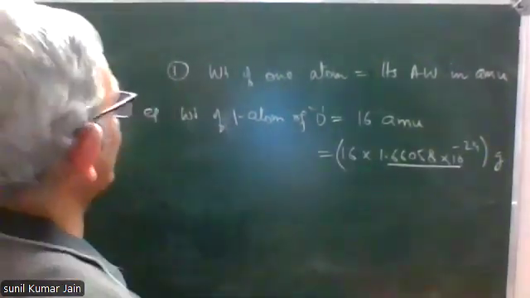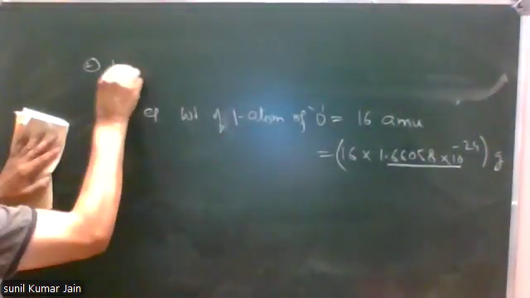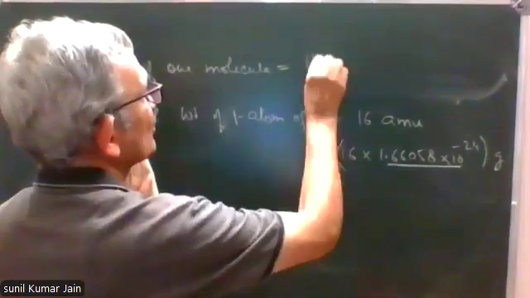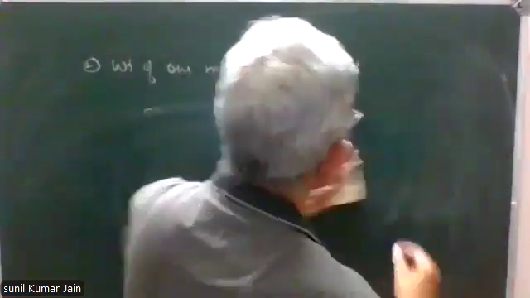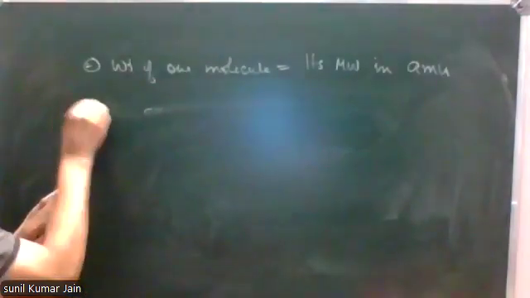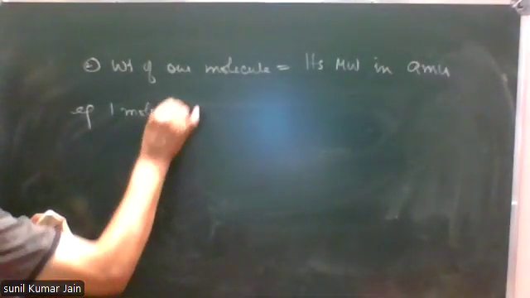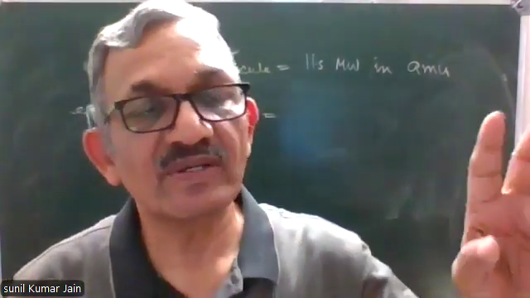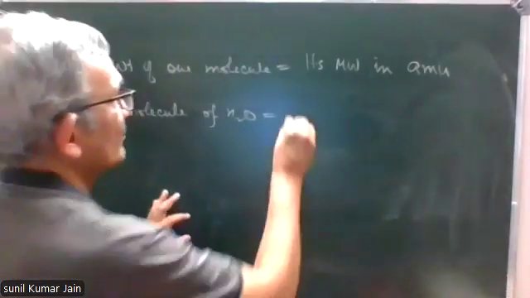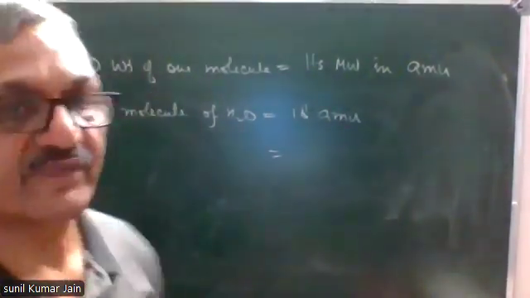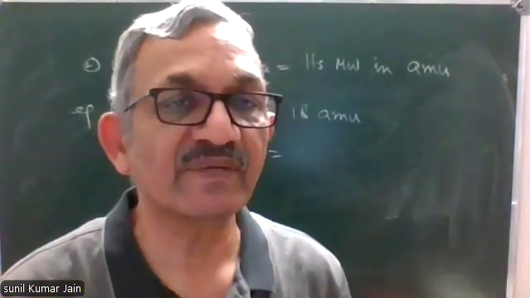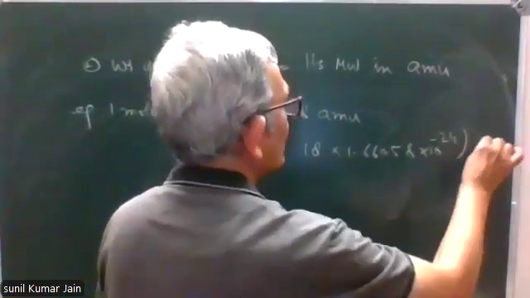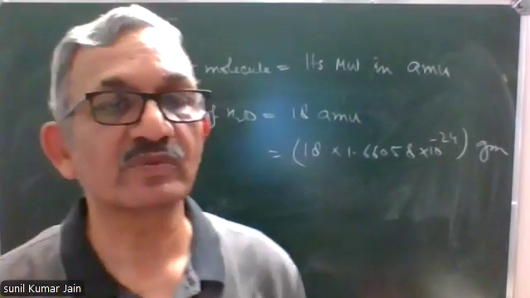Now we take the example of a molecule. Number 2. Weight of one molecule is equal to its molecular weight in AMU. For example, one molecule of water, molecular weight of water is 18. It means one molecule of water will be 18 AMU. But if you want to know its mass in grams, then multiply by the value of 1 AMU. So I can say this is 18 into 1.66058 into 10 to the power minus 24 gram. This is the mass of one molecule of water.